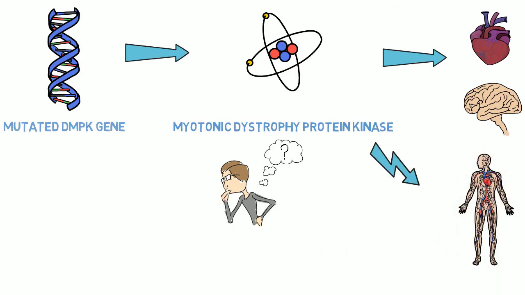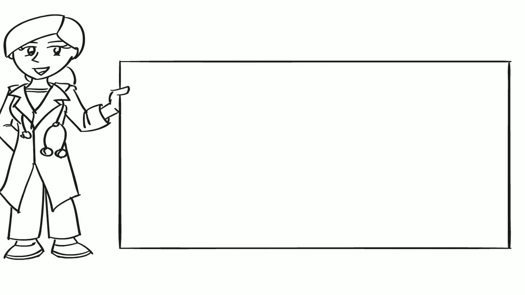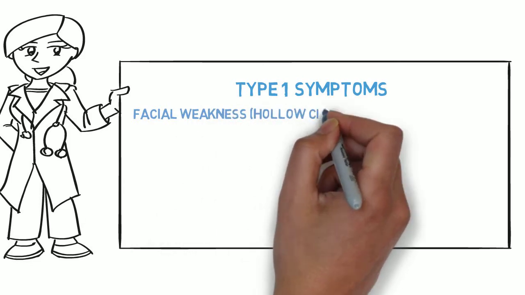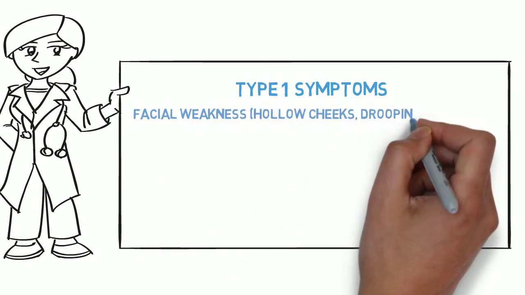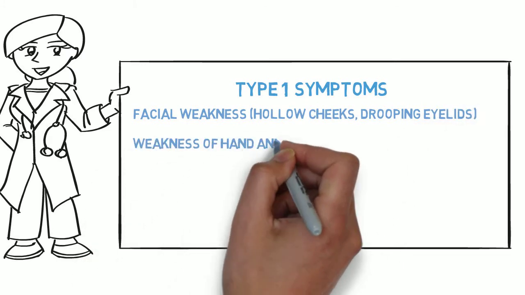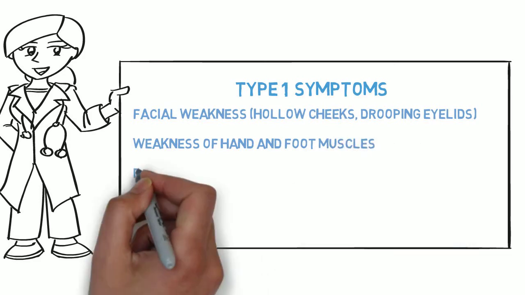Myotonic dystrophy protein kinase also limits the functions of other important proteins in the body. For example, this protein kinase stops another protein called myosin phosphatase, which is essential in muscle tension and relaxation. And that is why type 1 muscular dystrophy can lead to symptoms such as facial weakness, characterized by hollow cheeks and drooping eyelids, and weakness of hand and foot muscles, resulting in inability to grasp an object or even walk.